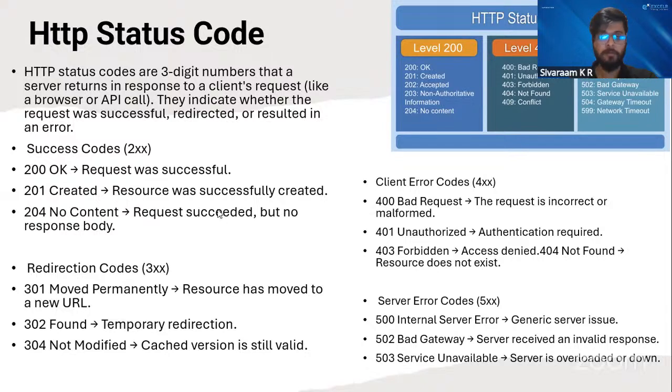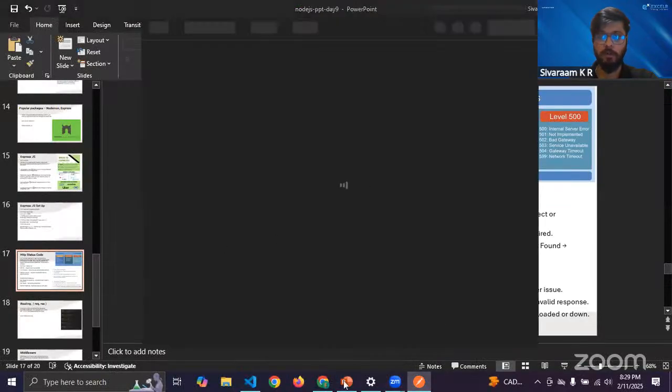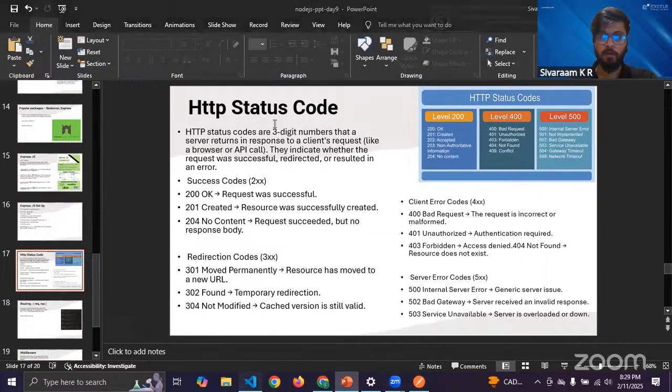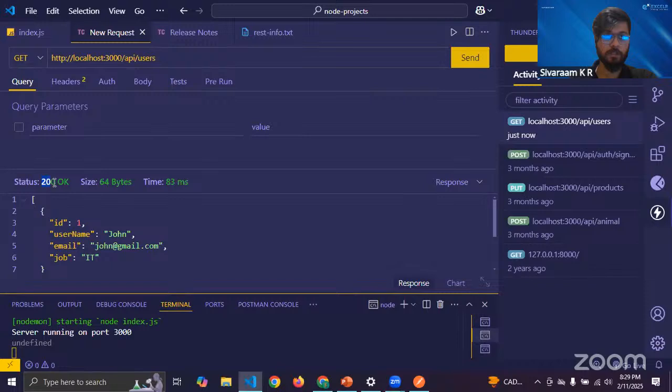Basically, the server will send the response with the status code. Here you can see, I don't know what's wrong with the Postman here. We'll go through this Thunder Client. Here you can see the status code is 200. That means it's okay. And then it also shows the size and the amount of time it took.